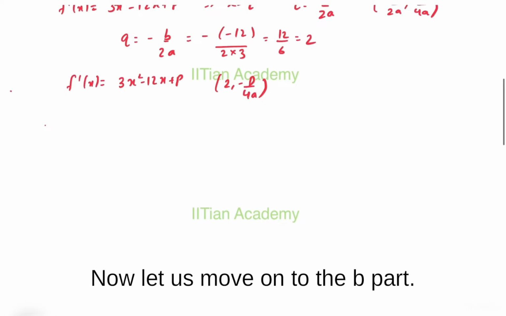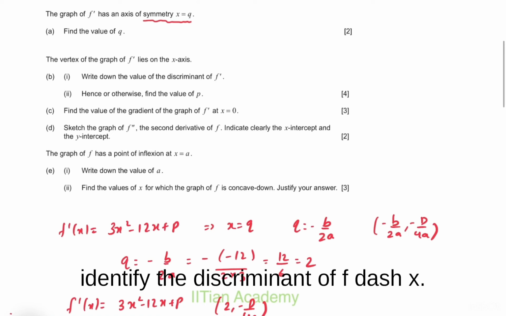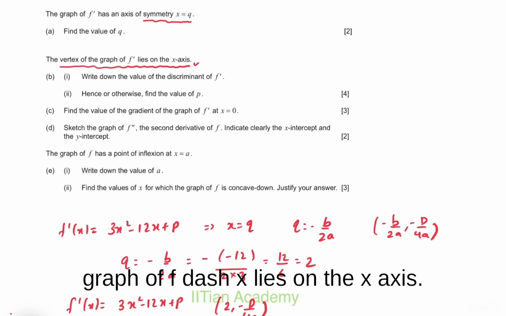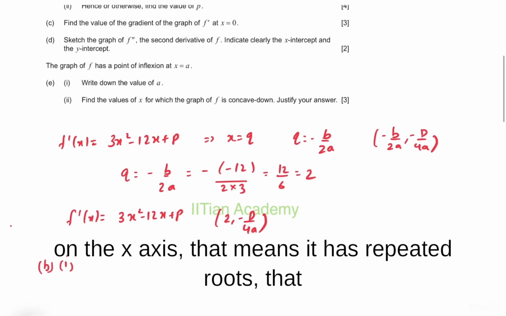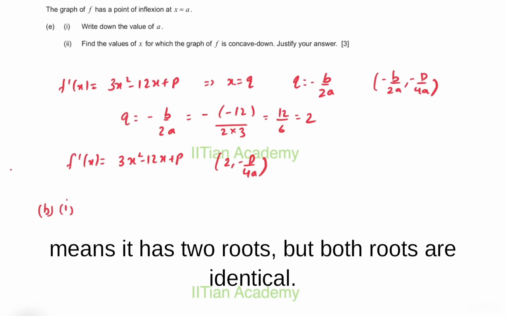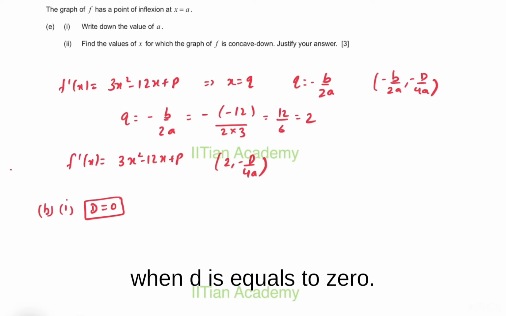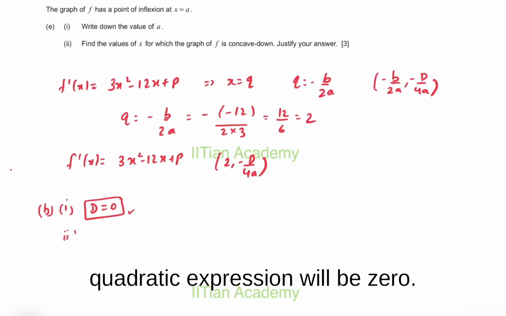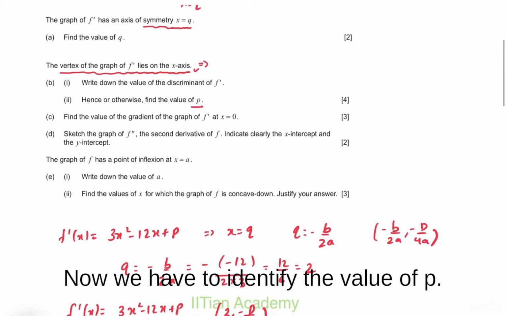Now let us move on to the b part. In the b part, we have to identify the discriminant of f dash x. And it is also given that the vertex of the graph of f dash x lies on the x-axis. If the vertex lies on the x-axis, that means it has repeated roots. That means it has two roots, but both roots are identical. And this is only and only true when d is equal to 0. So the discriminant of this particular quadratic expression will be 0. We have to identify the value of p.